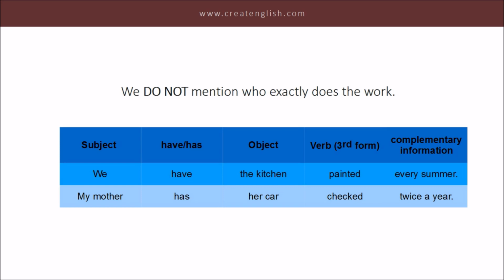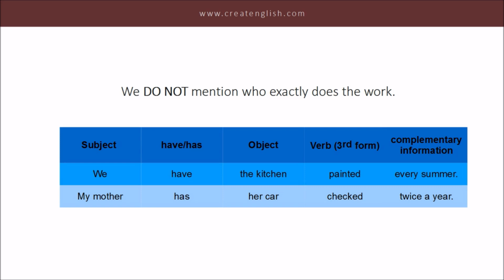So look at the structure. We've got the subject, then we have or has, object, verb, third form, and the complementary information. We have the kitchen, that's have because it's us, and my mother has, it's because she, third person. She has her car checked twice a year.